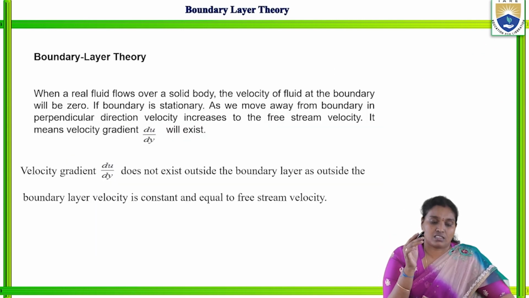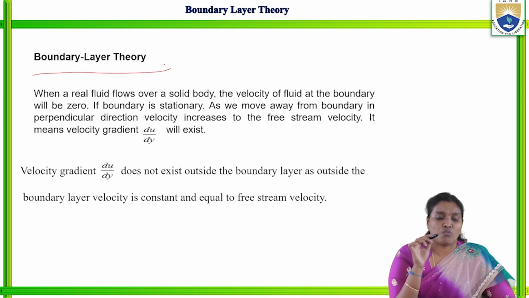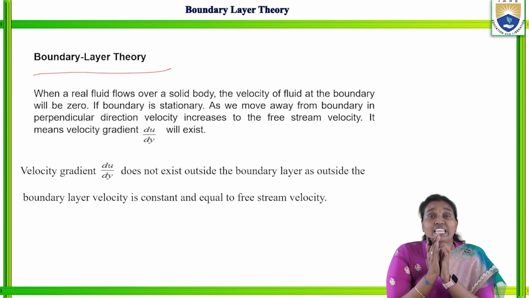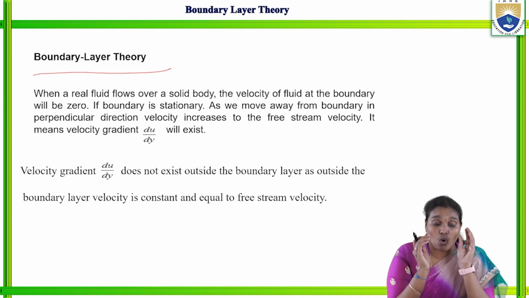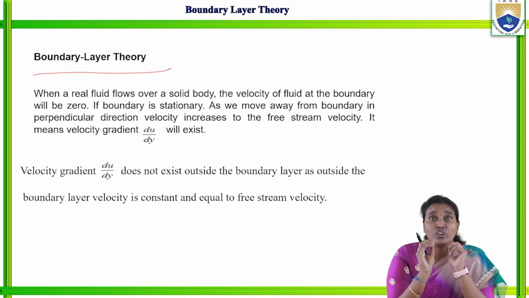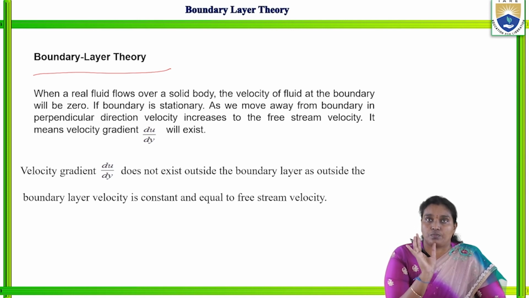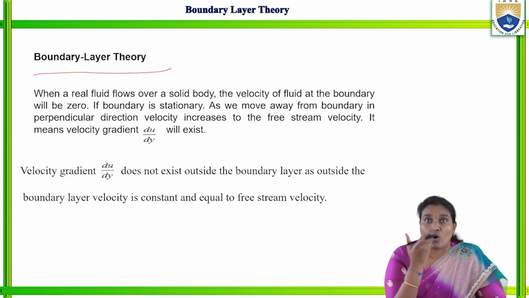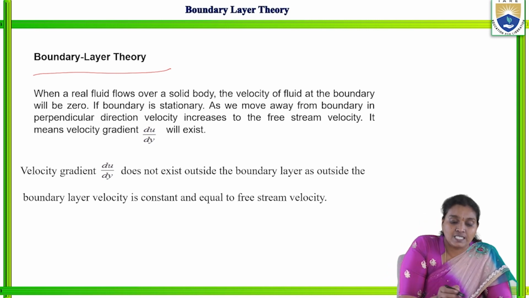Boundary layer theory. Whenever a real fluid flows over a solid body, till now I used the term object. As per the definition, when a real fluid flows over a solid body, the velocity of the fluid at the boundary will be 0. Let's consider water. Whenever water is flowing over a solid body, the velocity of the fluid at the boundary will be 0 if the boundary is stationary.